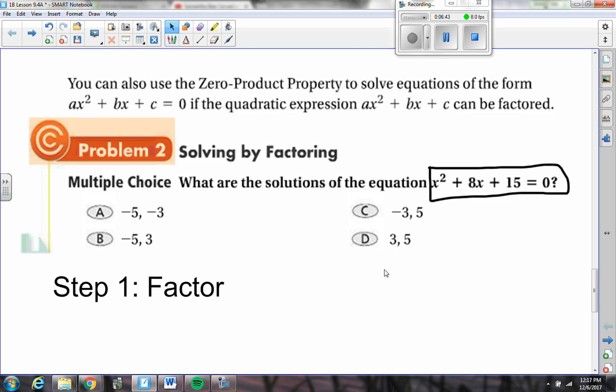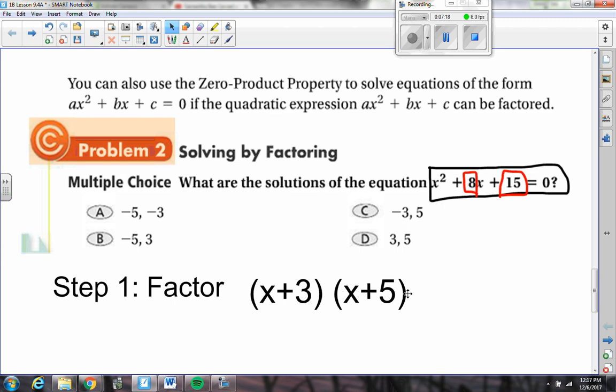So first thing I'm going to do is try to factor this quadratic equation. Again, notice there's no number multiplied in front of the x squared, so I can just ask myself, what two numbers multiply to be 15 and add up to be 8? Well, two numbers that multiply to be 15 would be 3 and 5, and 3 plus 5 does equal 8, so I can factor this into parentheses x plus 3 and parentheses x plus 5.